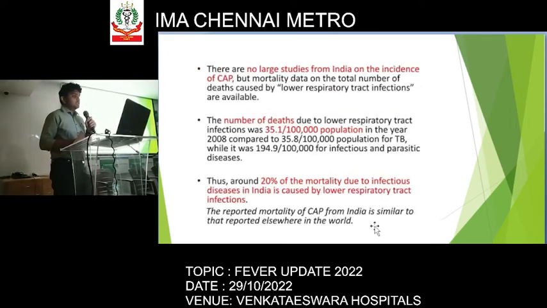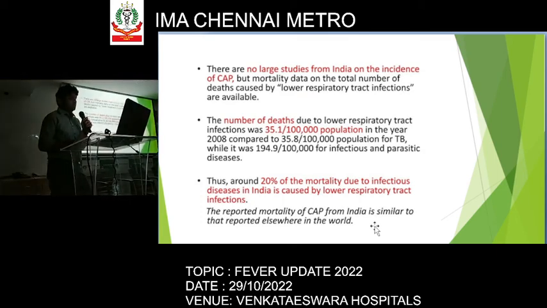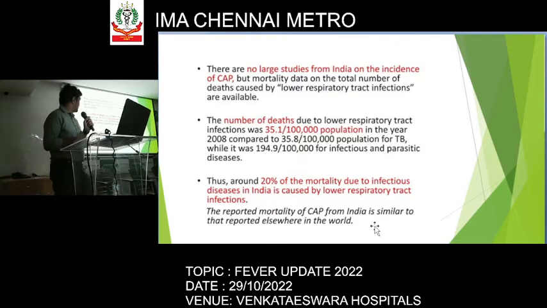So there are no large studies from India for the incidence of community-acquired pneumonia, but mortality-wise, the total number of deaths due to lower respiratory tract infection was 35.1 per 1 million population. And the total infectious and parasitic disease death rate was around 194.9 per 1 million population. That's around 20% of mortality due to infectious disease being caused by lower respiratory tract infection.